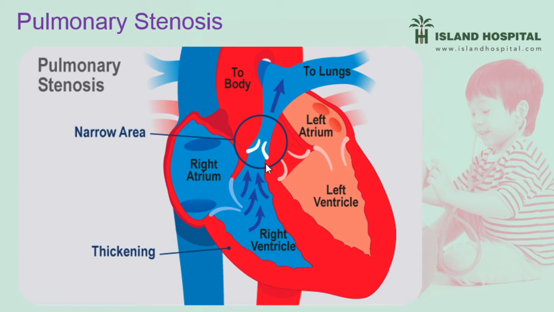Now, years ago, we used to operate to open up this narrowing. But nowadays, with new techniques, what we do is we put a balloon from one of the veins inside the thigh. We lead the balloon through this valve, and we use the balloon to blow open this valve. So nowadays, children no longer need to go for open heart surgery to treat this condition called pulmonary stenosis.